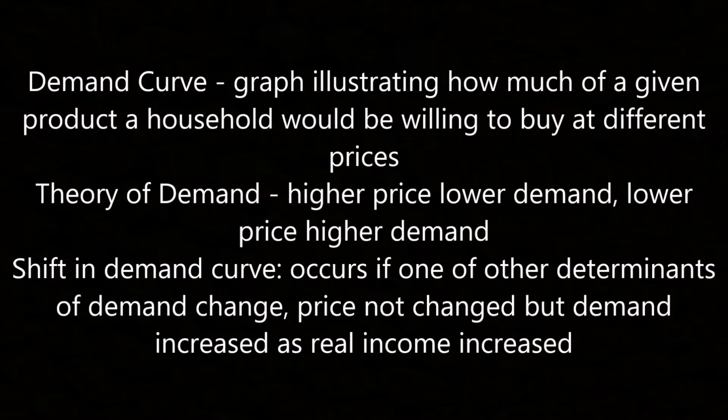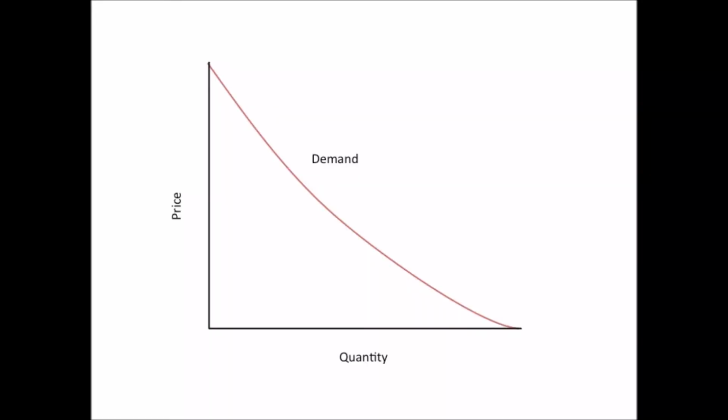A shift in the demand curve will occur if one of the other determinants of demand changes, but if the price hasn't changed and the demand has increased, that means real income has increased. This is what a demand curve will look like.